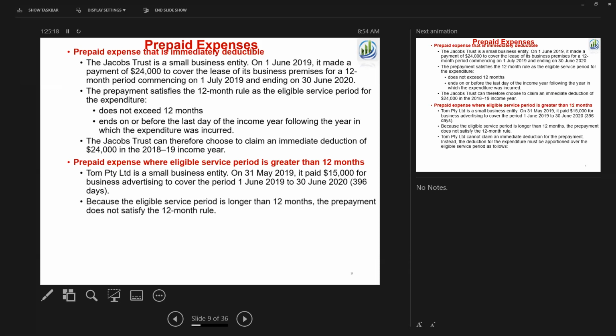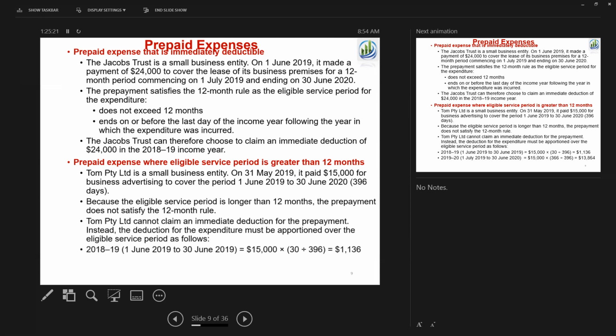The only thing you can do is apportionment. So how are we going to apportion? In the 2018-19 financial year, you see 1st of June to 30th of June. That period, how much? The total eligible service period is 396 days, and 30 days fall in that particular financial year. So you can deduct only $1,136 in the 2018-19 tax return, and in next year's tax return you can deduct the balance. Next year you are going to deduct the 366 days portion. This is the formula we talked about previously: the number of days divided by how much of that service belongs to that particular financial year.